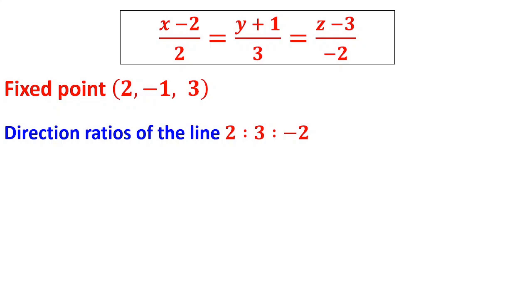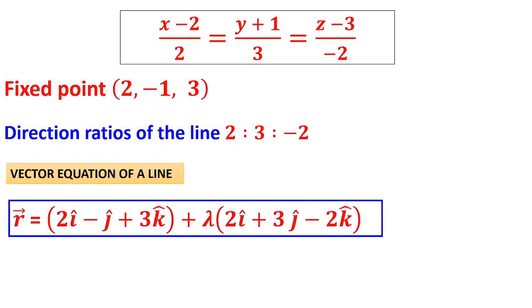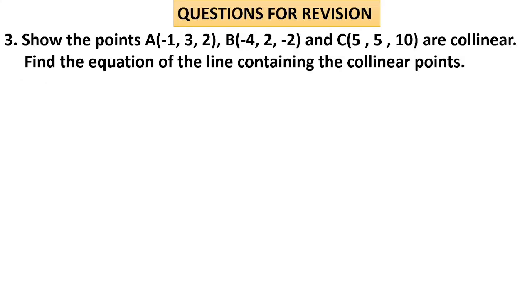Then how to write the equation in vector form? Vector r is equal to the position vector of the point, that is 2i minus j plus 3k, plus lambda into the vector obtained from the direction ratios, 2i plus 3j minus 2k. You always remember like this. It will be very easy for you to do the conversion from Cartesian to vector, vector to Cartesian. Let us move on to question number 3.